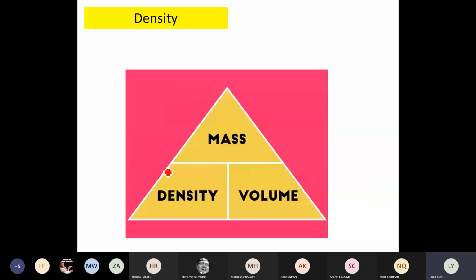As we mentioned, this is the formula triangle. So density is mass divided by volume. Mass would be density times volume, and volume would be mass divided by density.